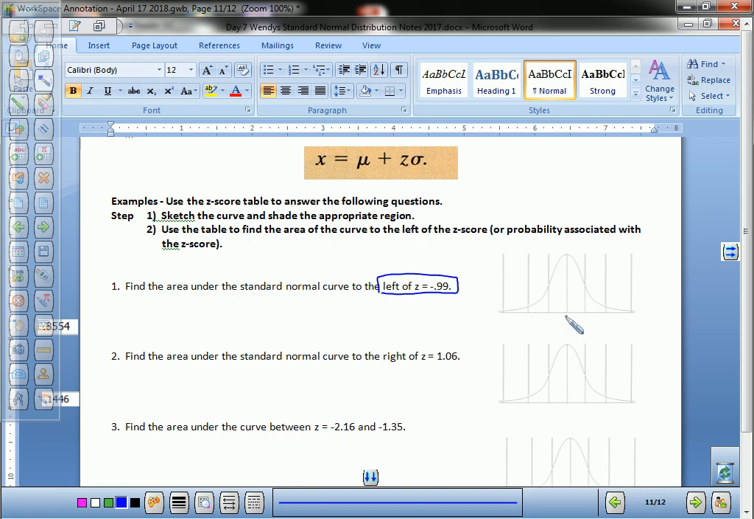Before you ever start, we could do a really good estimation of this. Isn't negative 0.99 really close to negative 1? And don't we know from the empirical rule that this is 0.135, this is 0.0235, this is 0.0015. So from the empirical rule, we can estimate that this is really close to 0.16. We could give an empirical rule estimate.